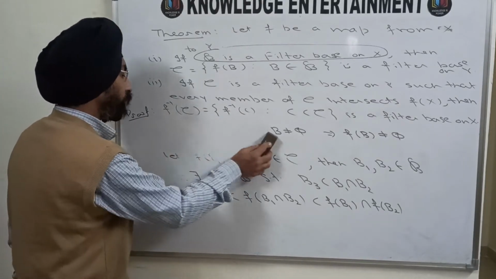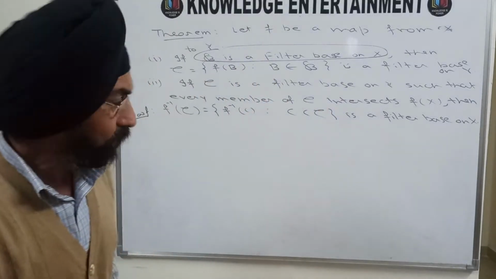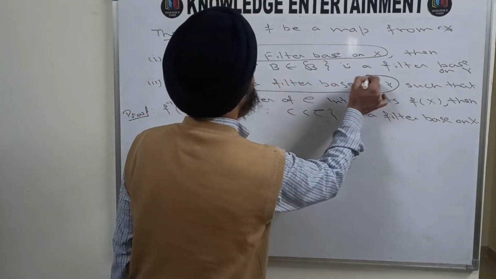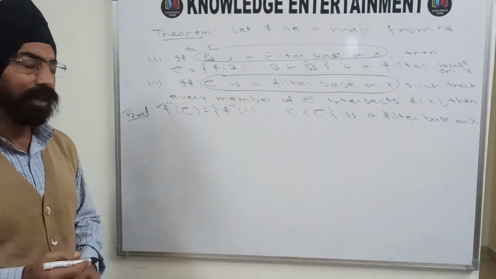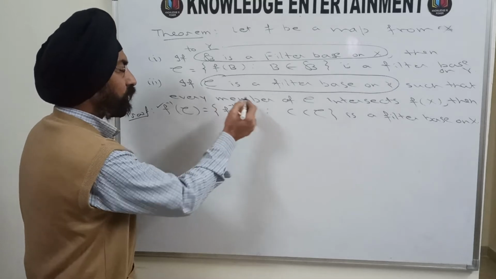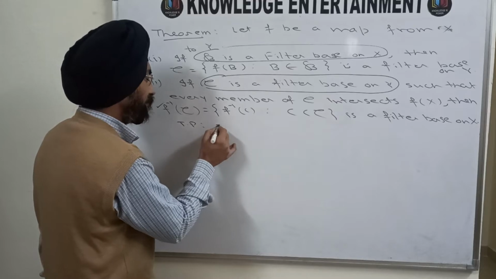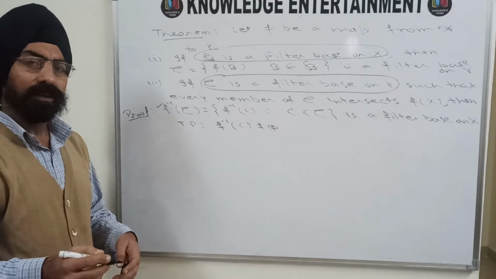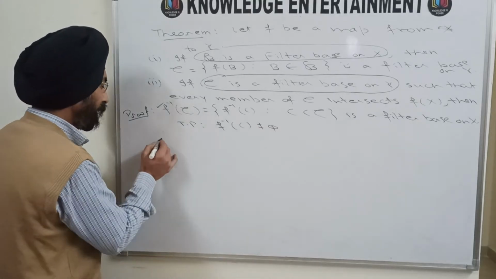Now we'll move on to the proof of the second part of this theorem. In the second part of the theorem, we are given that C is a filter base this time on Y. Earlier B was a filter base on X, and now C is a filter base on Y, and we are to show that this F inverse(C) is also a filter base on X. So firstly we will have to prove that F inverse(C) cannot be phi. Supposing on the contrary, if F inverse(C) is phi, what happens?